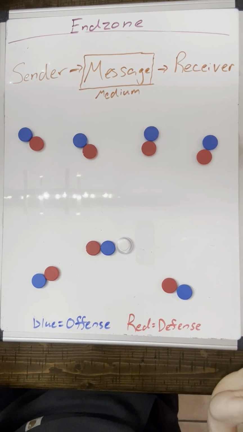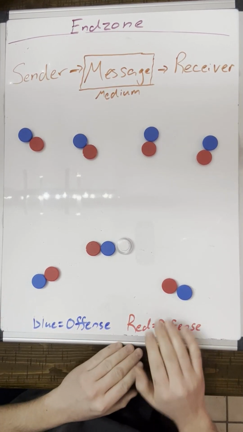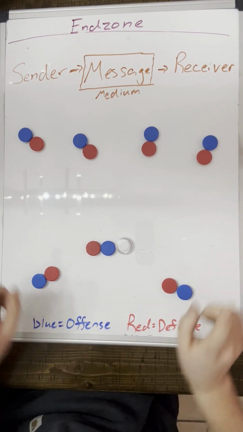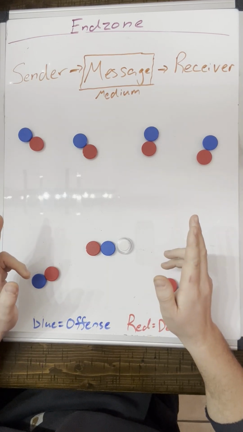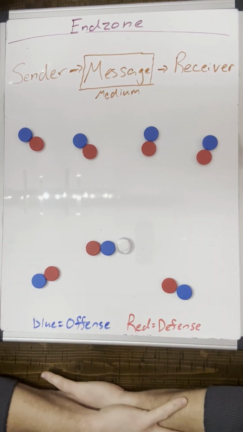As for all videos on this whiteboard, we're going to have the blue chips be the offense players, the red chips be defense. This is the disc right here. The offense is trying to score towards the top of the screen with the end zone up here. And then we have the sidelines on the edge of the board.